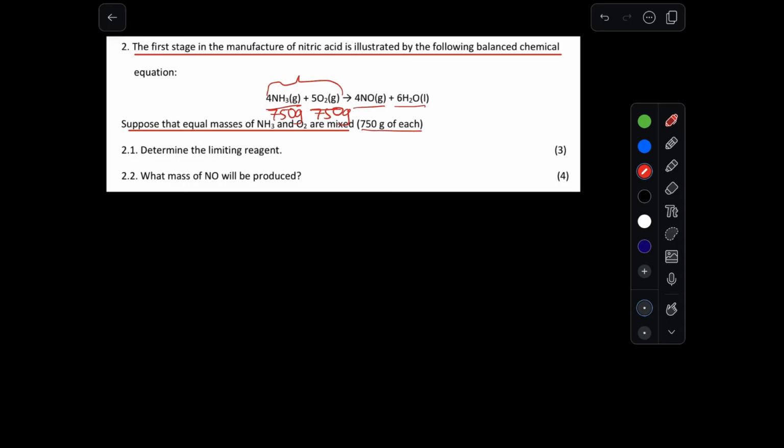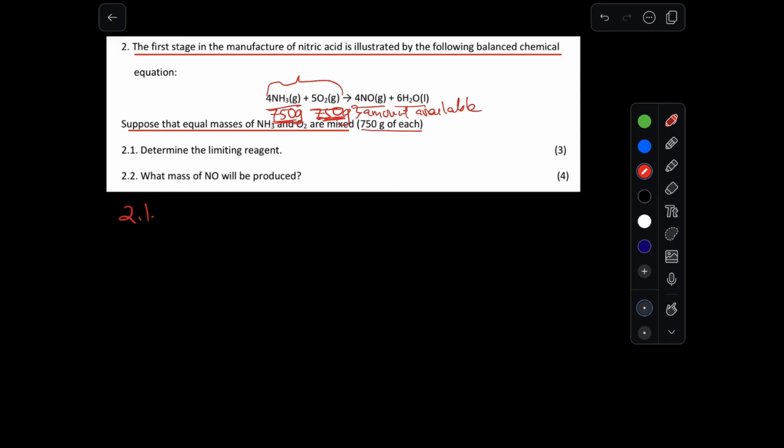Remember guys, these amounts that we're given here are the amounts available. So we do not know, in these available amounts, how much is needed from each to react with each other. For instance, in ammonia, we do not know how much is needed to react with oxygen. Even in oxygen, we do not know how much is needed to react with ammonia. We're just given those amounts. So 2.1 says determine the limiting reagent. You can choose any to check which one is the limiting between the two.